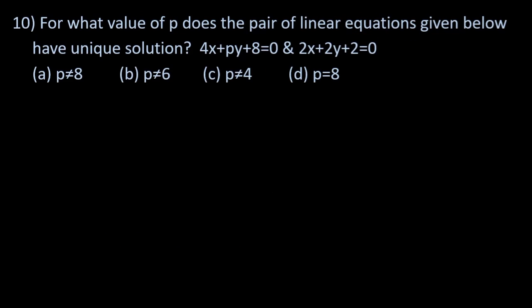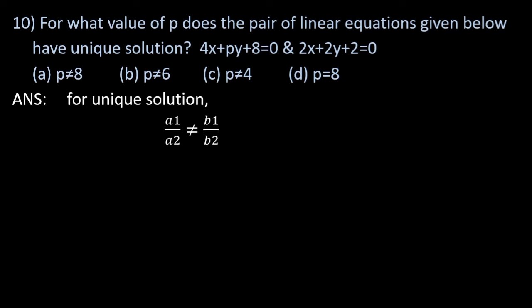Question 1. For what value of P does the pair of linear equations given below have a unique solution? 4x plus 3y plus 8 is equal to 0. Px plus 2y plus 2 is equal to 0. Options we have: P is not equal to 8, P is not equal to 6, P is not equal to 4, P is equal to 8. Here they said unique solution. Unique solution means what is the condition? That is a1 by a2 is not equal to b1 by b2. What we have: a1 is 4, a2 is 2, and b1 is 3 and b2 is 2.